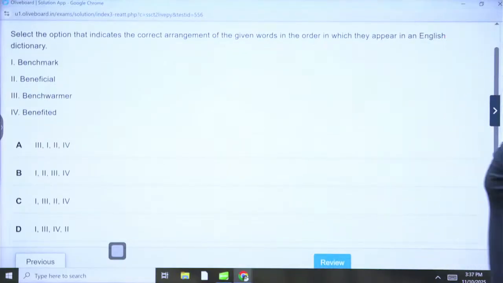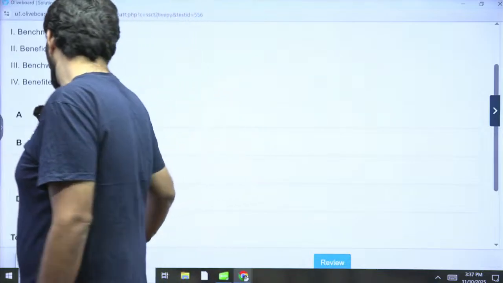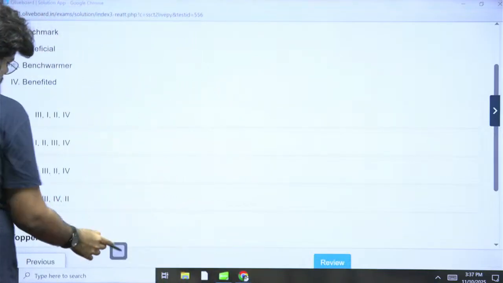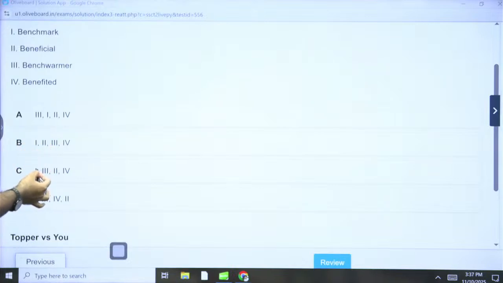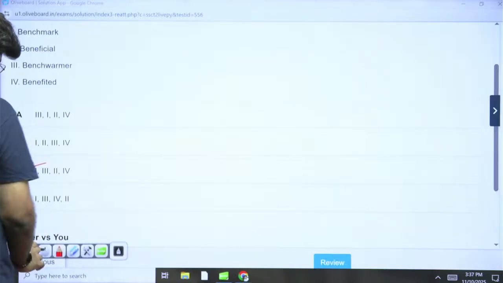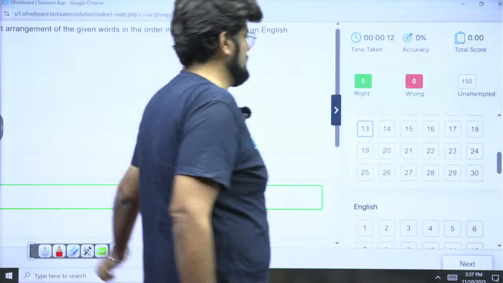Correct arrangement in the English dictionary: benchmark, beneficial. It's very easy. Benchmark, bench warmer. Benchmark will come first, bench warmer will come next, 1, 3. Beneficial will come next, 2, 4. Easy. 27 seconds. Very nice. Lovely. Next.